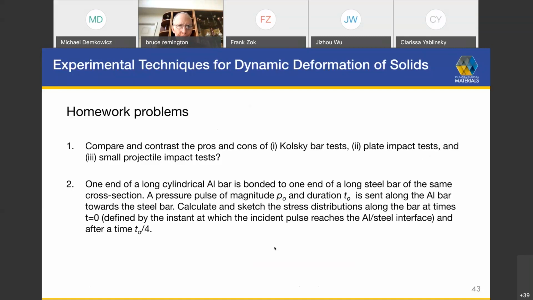And so the problem here is to calculate and sketch the stress distributions along the bar at time t equals 0, defined at the instant at which the incident pulse reaches that interface, and a short time later, a time of 1/4 of t naught. Okay? And this, as you can imagine, makes use of the kinds of solutions we talked about earlier with respect to the transmission of stresses at interfaces between materials with different acoustic impedances.